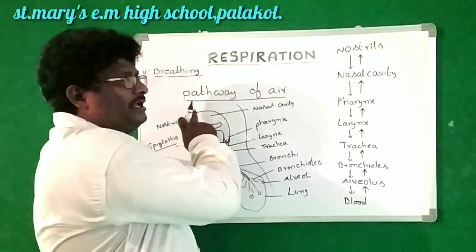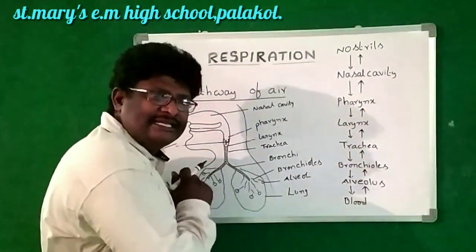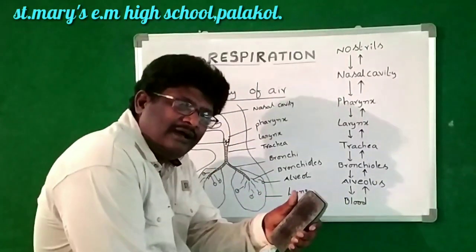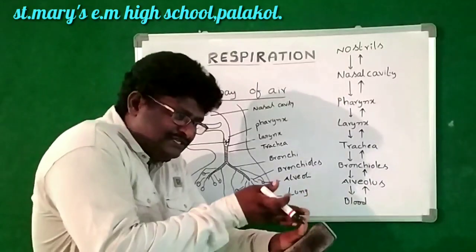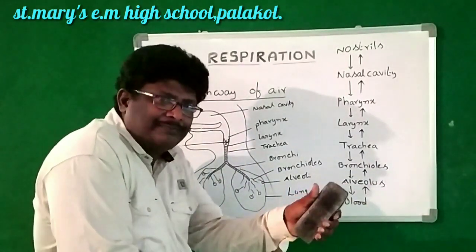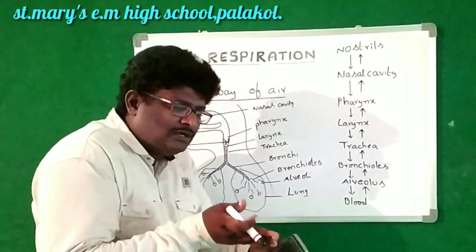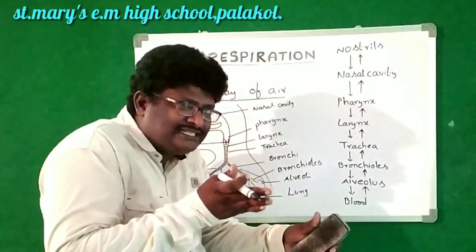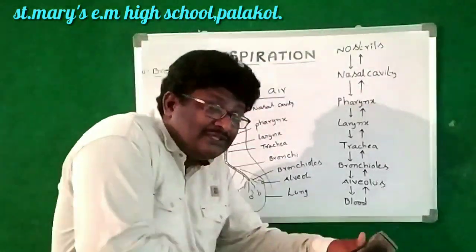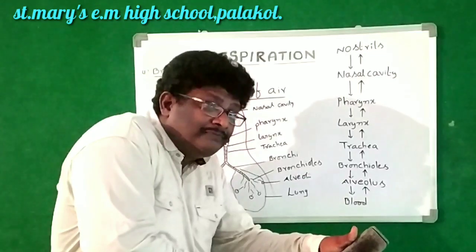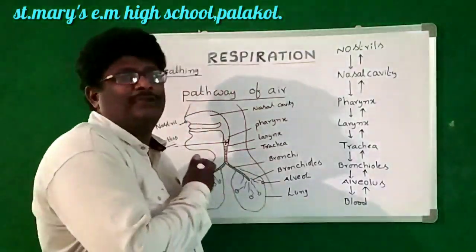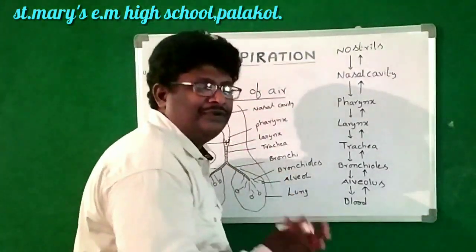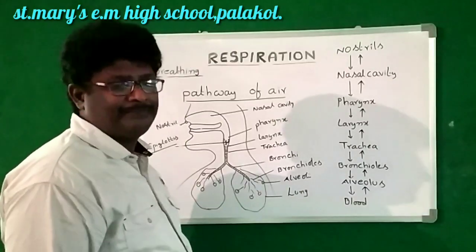So when the air enters the pharynx, immediately it should be sent into the windpipe. Is it right? So who will direct this air when it reaches the pharynx, and send it to the windpipe? Who is the director there? Epiglottis. The epiglottis sends the air into the windpipe or air pipe.